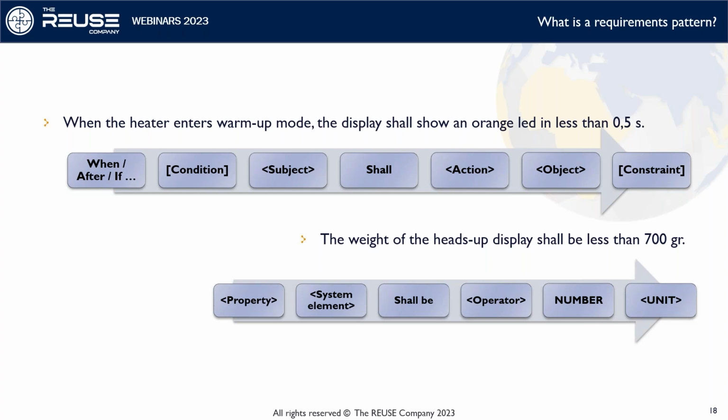More examples, like the weight of the heads-up display shall be less than 700 grams, following the second of my patterns: property, name of a property, name of a system element, shall be, and then an operator, a number, plus units. Normally, it is not that easy. It could come with a range between this and that, or shall be this plus or minus whatever.